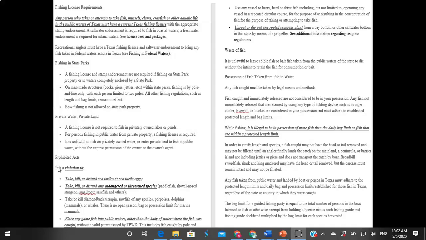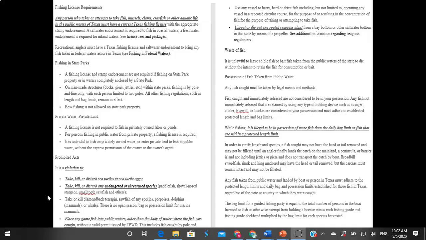Another thing that you can't do, so now we're going into violations. It is a violation to take, kill, or disturb sea turtles or turtle eggs. They are protected. You can't take, kill, or disturb any endangered or threatened species. Examples of these are the paddlefish, shovel-nosed sturgeon, small-toothed sawfish, and others.